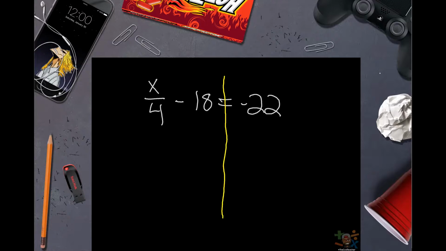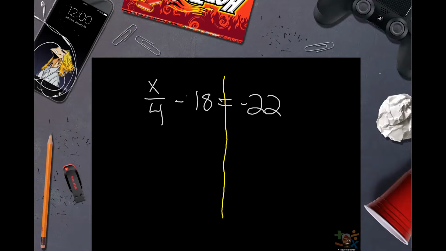Now, if I look at my equation, my variable is on the left-hand side. That means that's where I'm going to start doing my work. Looking over here, you're probably like, oh, I have to multiply both sides by 4. Not yet, because I want to get rid of this. You want to get rid of the constant first.